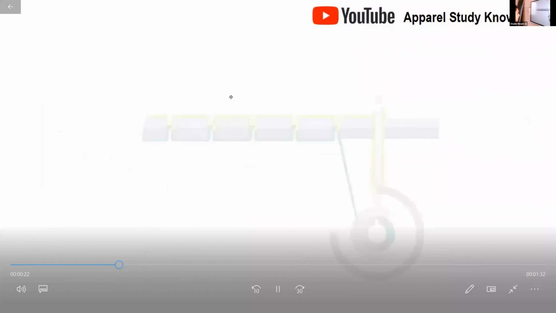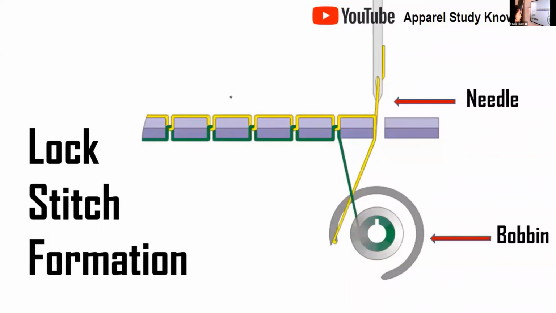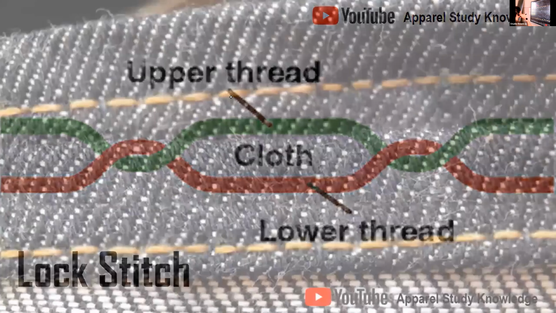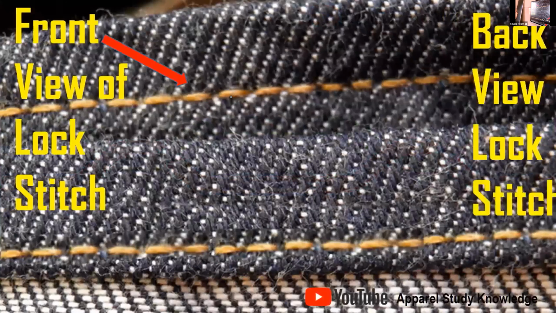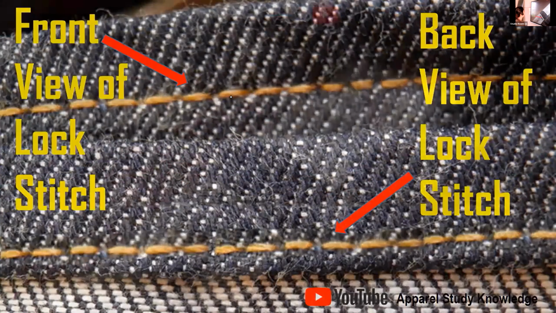Watch. So this is how lock stitch is happening. See, the front view and the back view of the lock stitch are the same. This is the front and this is the back view.